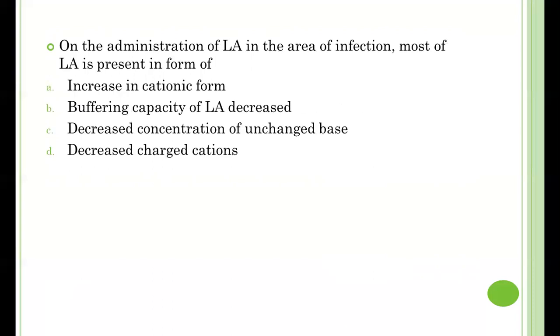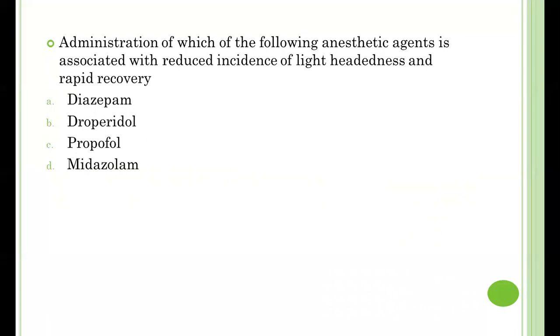On the administration of LA in area of infection, most LA is present in the form of, options are increase in cationic bond, buffering capacity of LA, decrease concentration of unchanged base, decrease charged cations. So the correct answer is option A, increase in cationic bond. Moving to the next question.